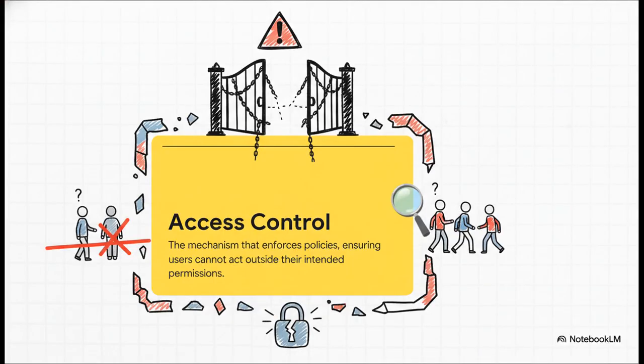So, what are we really talking about when we say access control? Think of it this way. It's the bouncer or the gatekeeper for your application. It's supposed to enforce the rules. Who gets in, who can do what. When it's broken, well, those gates are just wide open for anyone to walk through.